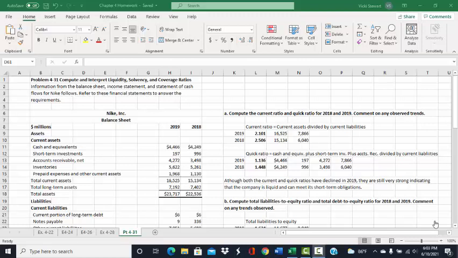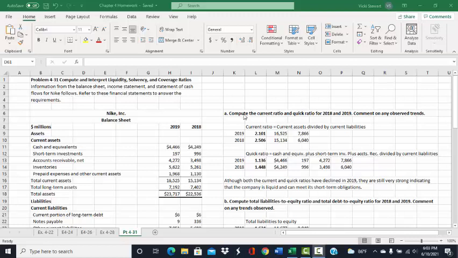This is a demonstration of problem 431, compute and interpret liquidity, solvency, and coverage ratios. Information from the balance sheet, income statement, and statement of cash flows for Nike follows. Refer to these financial statements to answer the requirements.